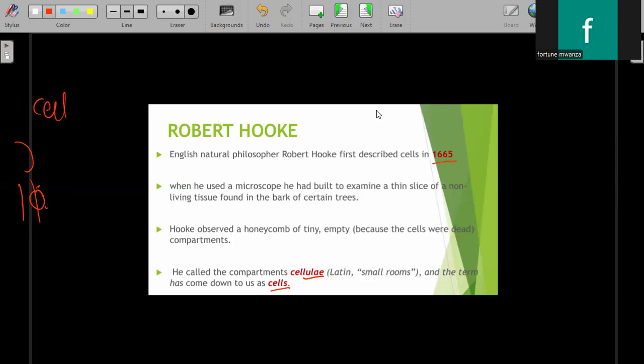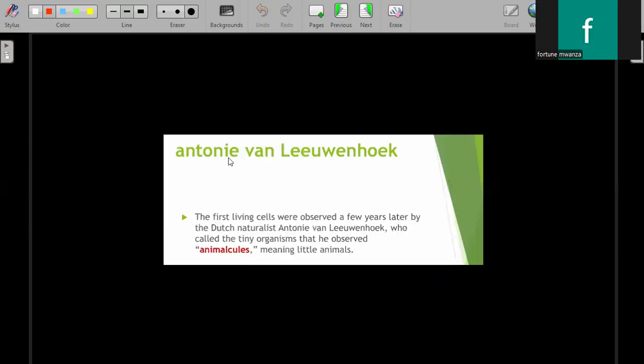Later on, we had a man called Anthony, who studied cells a bit further. Using the microscope, he observed that some of the organisms or tiny objects he viewed were actually alive. He called those animalcules.